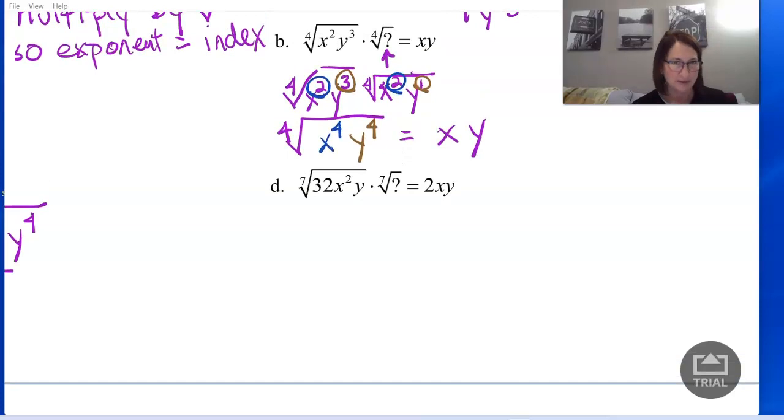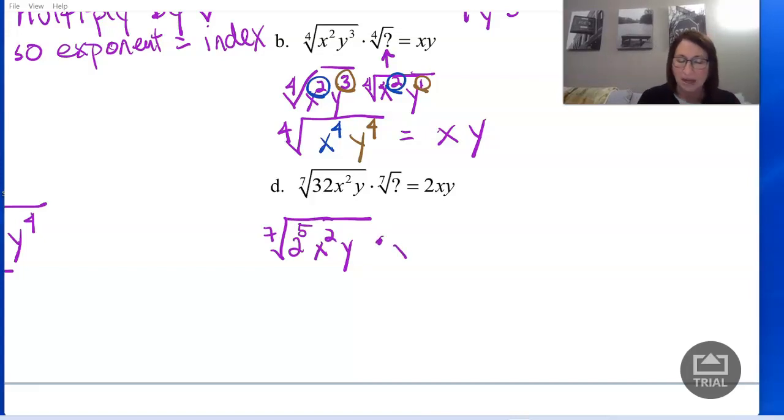Let's go ahead and try this one. So I've got the seventh root of 32x squared y. That's where I'm starting. But that 32, I'm going to think of that as 2 to the 5th.